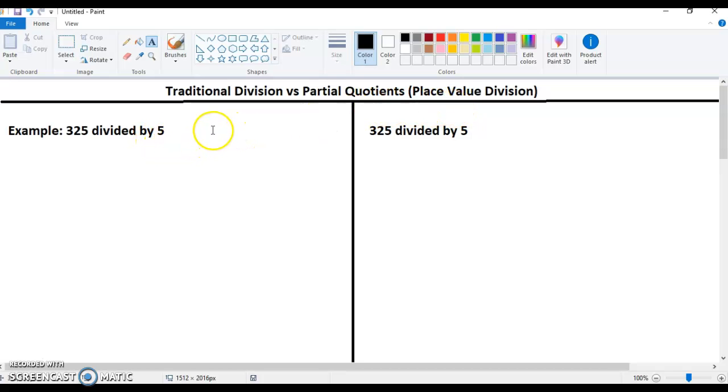So in fact, I'm going to start right here on this side. I'm going to start with partial quotients because I think it's going to take a few seconds longer to set this one up. So I'm going to do my best.